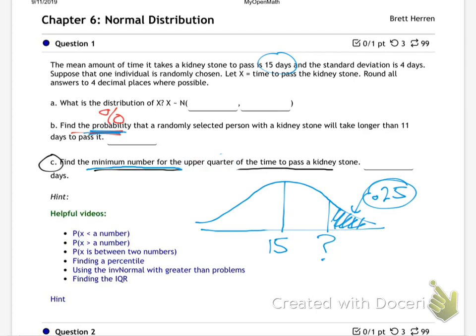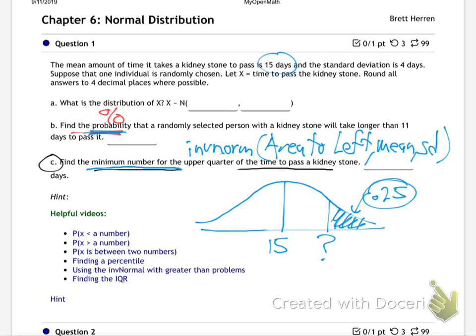Let me see if I have room to write it right here. Inverse norm. And it's going to be area to the left, mean, comma, standard. It's always mean and standard at the end. Okay, well, what does that mean? Let me write it down here. Inverse norm. And that's on your calculator. Same menu. You probably see it right there, right? It's the next one below normal CDF. Inverse norm. Now, you've got to have area to the left.